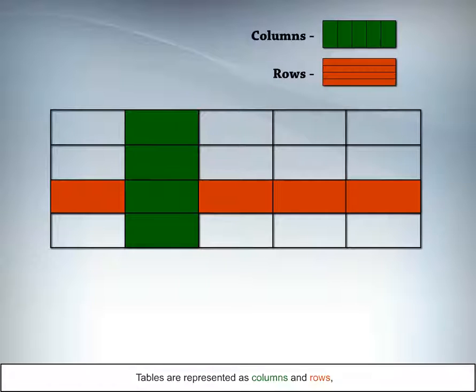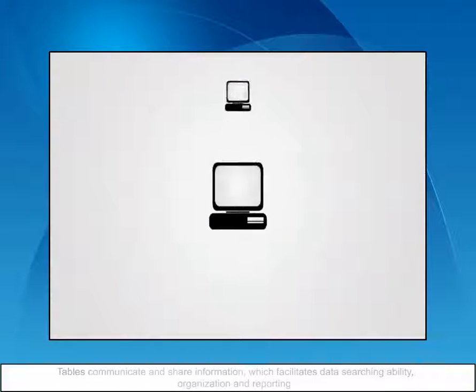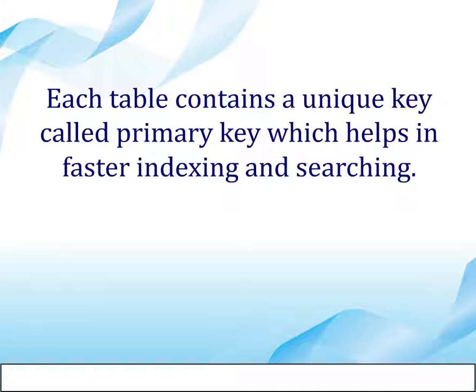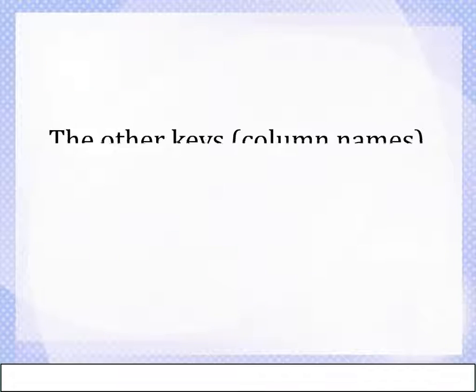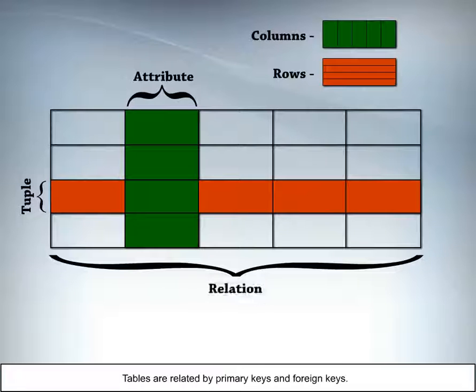Tables are represented as columns and rows, where columns are known as attributes and rows are known as tuples. Tables communicate and share information, which facilitates data searching ability, organization, and reporting. Each table contains a unique key called the primary key, which helps in faster indexing and searching. The other keys, column names, are termed candidate keys. Tables are related by primary keys and foreign keys.